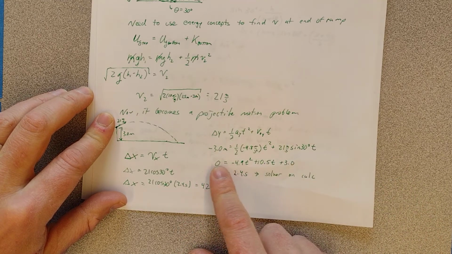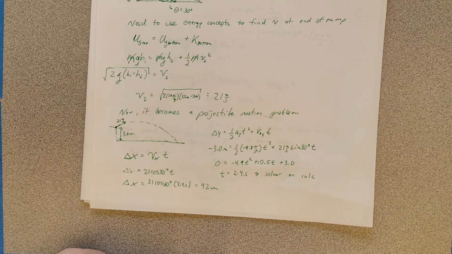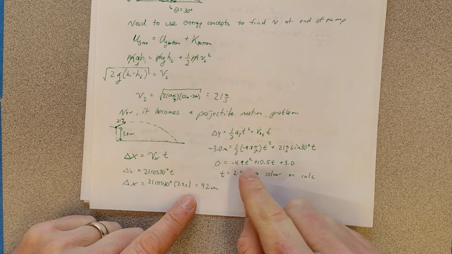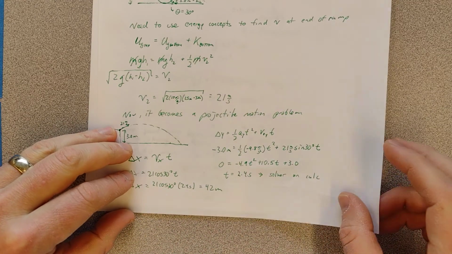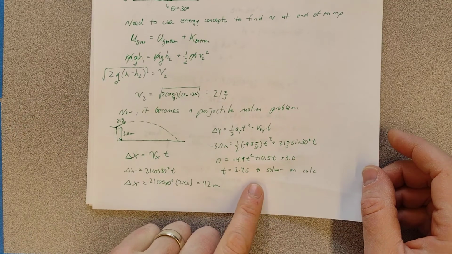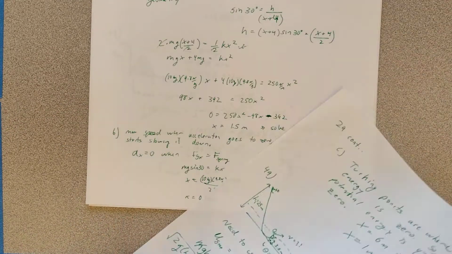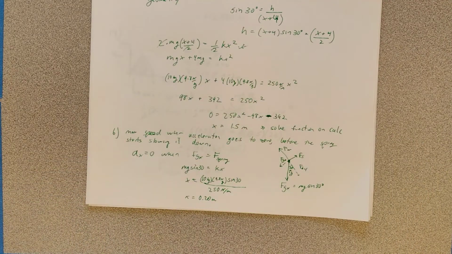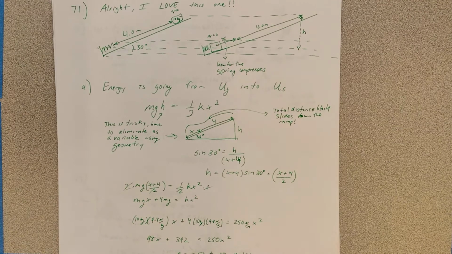Then I made this quadratic, and I have this really cool solver function on my calculator where you just put in a, b, and c, and it gives you the roots. So 2.4 seconds from my calculator, and that's just a very cheesy little calculator. I love it, though. So that 2.4 seconds goes back into the x equation. You get 42 meters.